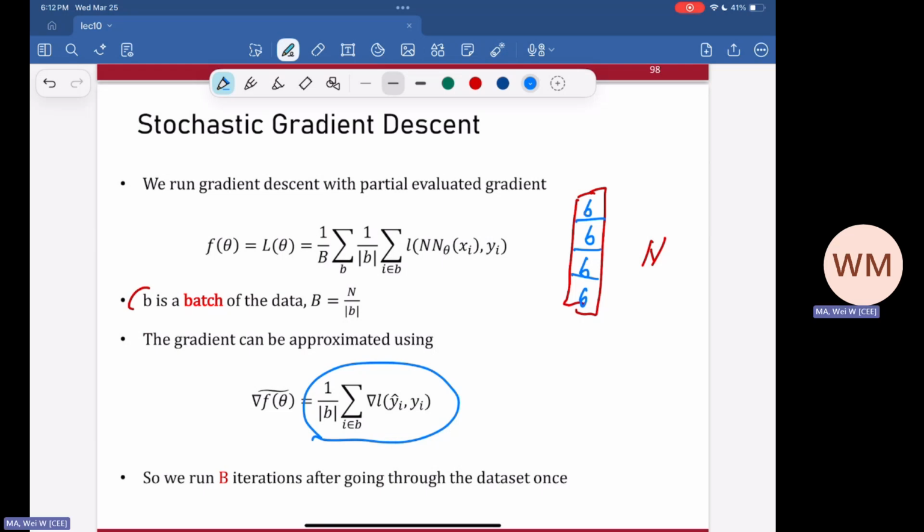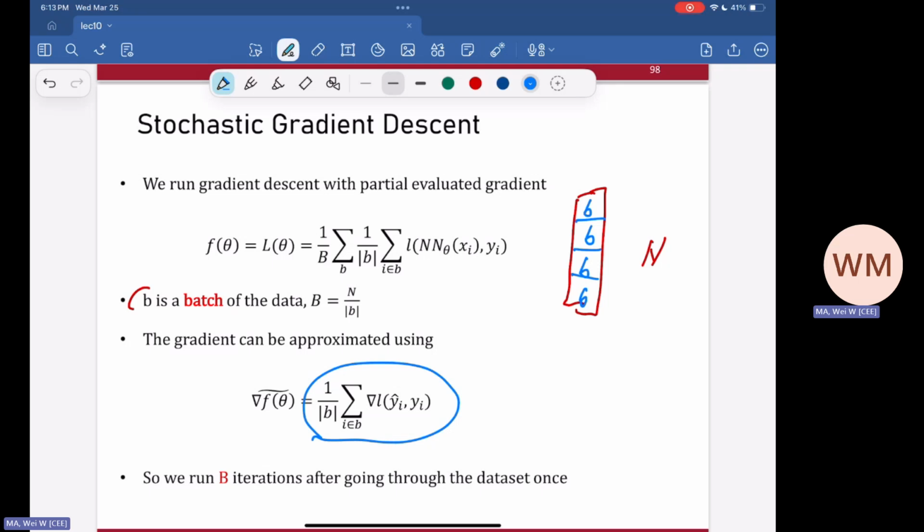Okay, so in that case, for example, you have b number of batches for this data. Then in one epoch, you run b iterations. You update the parameter b times. But every time, the gradient is only calculated by part of the data. So this is called batch gradient descent, or in generalized form, we just call it stochastic gradient descent.